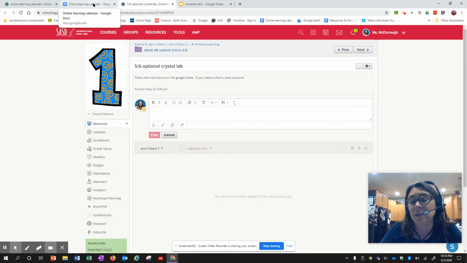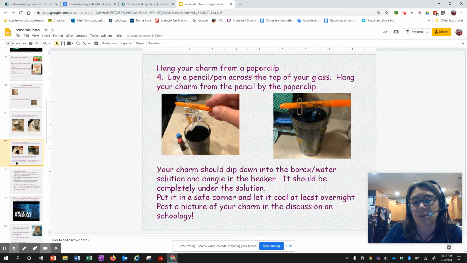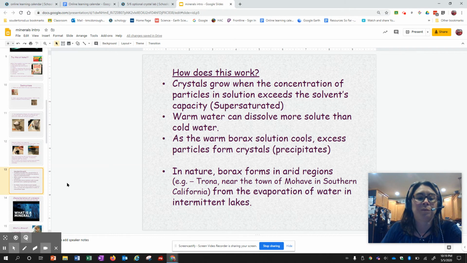If you have young siblings at home, it's a great thing to have them help you with. It's just fun. The only thing you want to be cautious of is to try not to breathe in borax. Borax is not good for you if you inhale it, and you also certainly don't want to eat it. It will give you some serious tummy troubles. All right, so if you do try that, send me a picture because that would be fun.